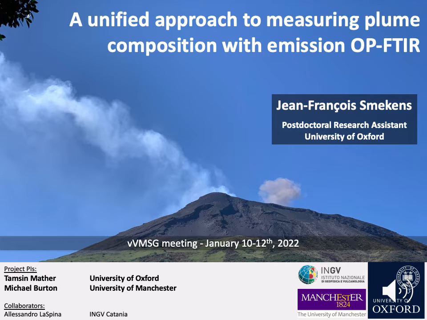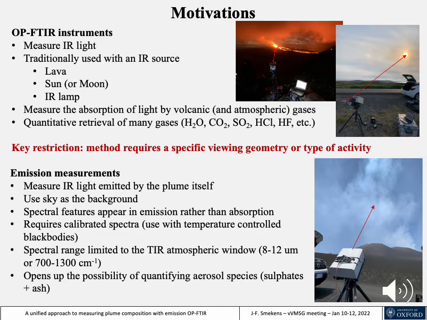I'm a postdoc at the University of Oxford, and I'd like to talk to you today about measuring plume composition with emission open path FTIR. For those who may be unfamiliar, open path FTIR instruments are routinely used during volcanic eruptions to measure volcanic gases. They measure the spectrum of infrared light. Traditionally, they are used with an infrared source, which can be natural, so the lava itself, or the sun, in some cases the moon, or artificial with an infrared lamp.